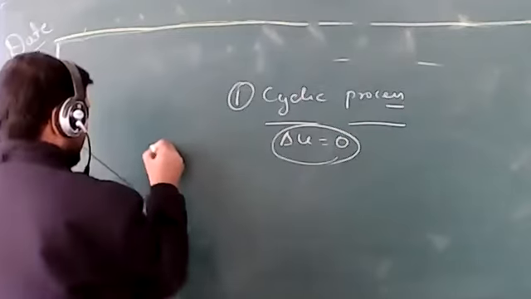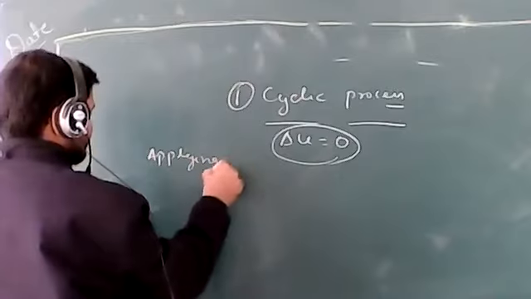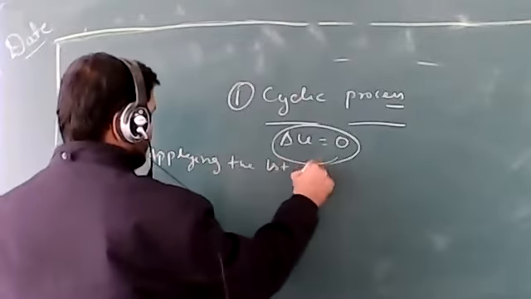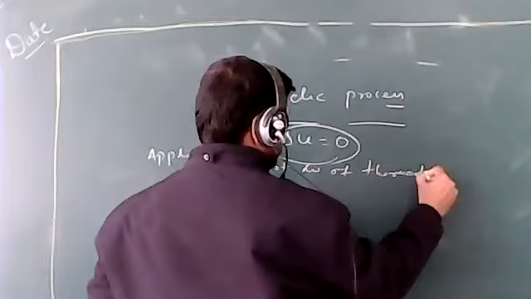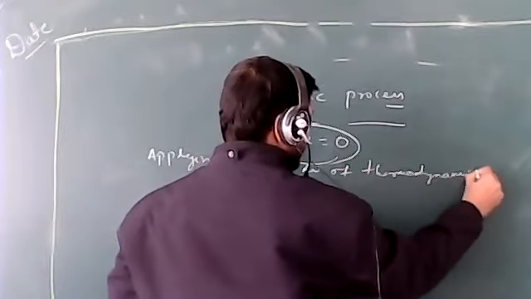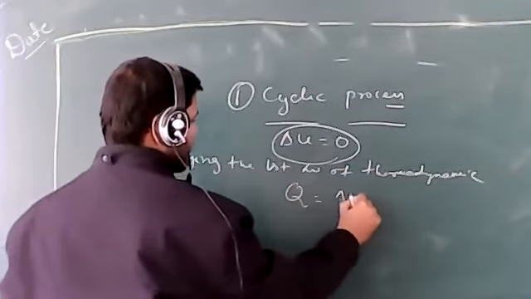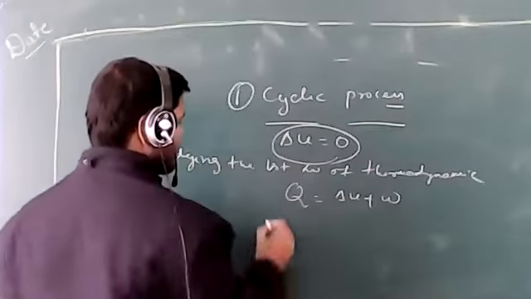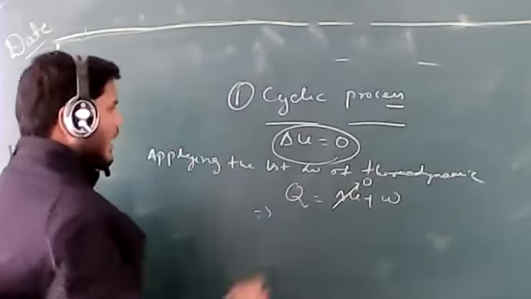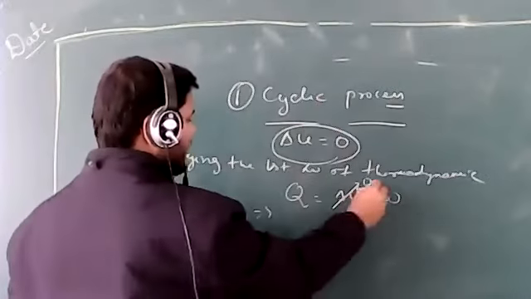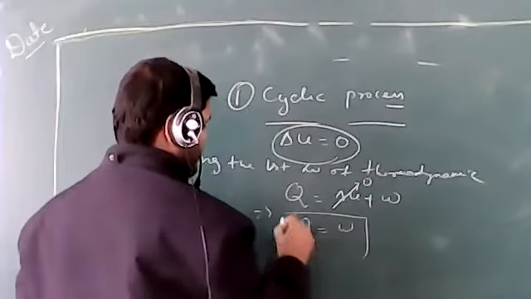So if you are applying the first law of thermodynamics, what does it tell us? First law tells us Q equal to delta U plus W. Yes or no? So delta U equal to 0 as it is a cyclic process. So what is the value remaining? Q equal to W. Okay.